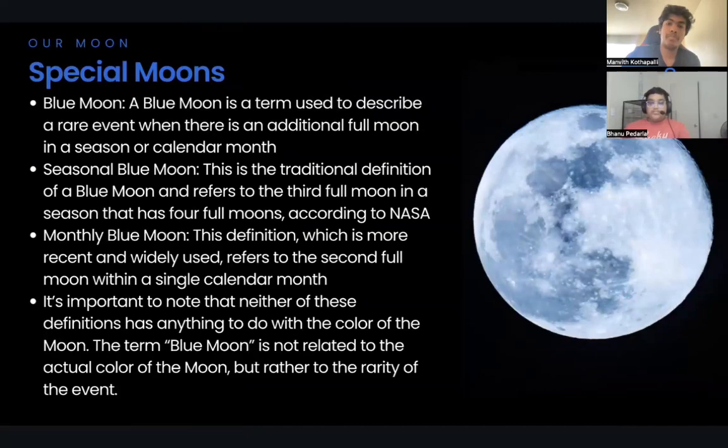And now, a blue moon is a term used to describe a rare event when there is an additional full moon in the season or calendar. There are two different definitions for the blue moon. A seasonal blue moon is the traditional definition and refers to a third full moon in a season that has 4 full moons, according to Maxwell. And a monthly blue moon is more recent and widely used and refers to a second full moon within a single calendar month. It's also important to note that neither of these definitions have anything to do with the color of the moon. The moon does not turn blue like it shows in the picture. Rather, due to the rarity of the event, it's named blue moon.